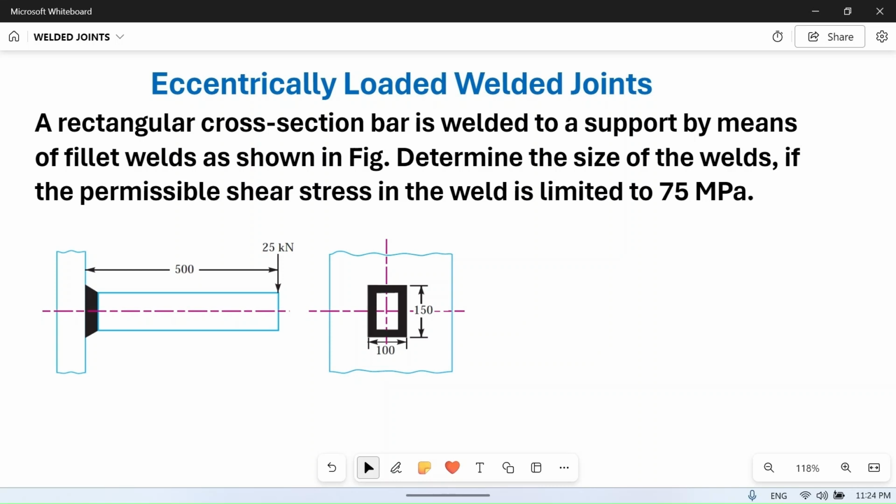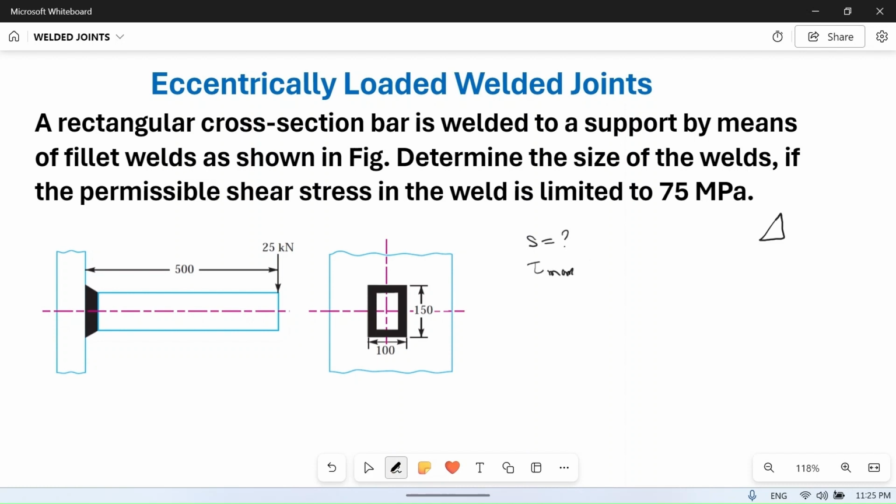So in this video we will solve a numerical problem which is based on eccentrically loaded welded joints. Let's read the problem and note down important parameters. A rectangular cross section bar is welded to a support by means of fillet welds as shown in the figure. Fillet welding is like this, triangular. Determine the size of the welds, so we have to find S, if the permissible shear stress in the weld is 75 megapascal.